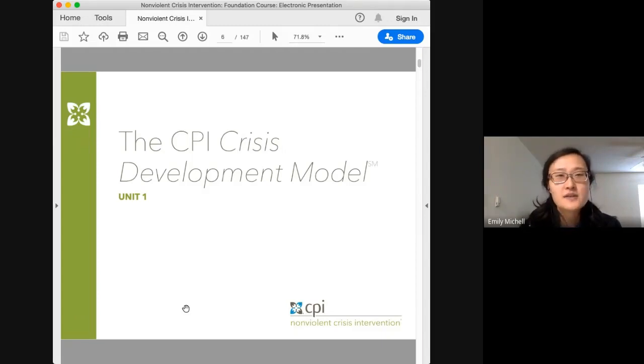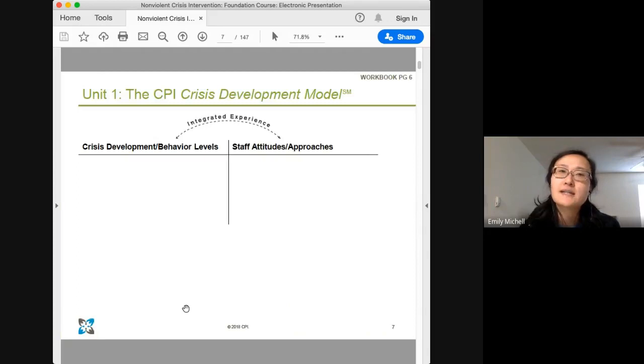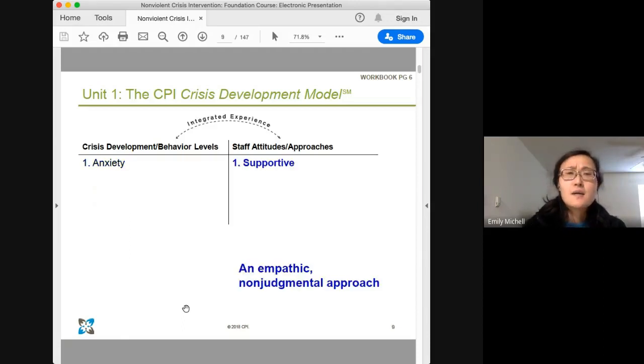So we are going to move over to Unit 1, and we're going to discuss the CPI Crisis Development Model. This hopefully will look familiar. I believe Courtney is going to go through the first level. So we have anxiety, which is a change in behavior. And when we see that anxiety level, we are going to want staff to be supportive in that empathetic, non-judgmental approach, so that they can respond appropriately to those students.